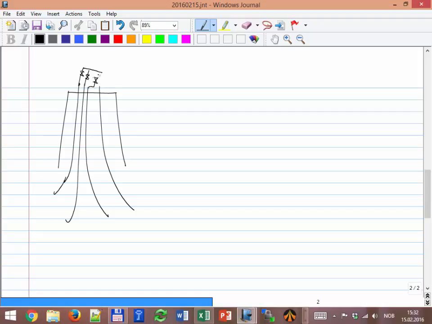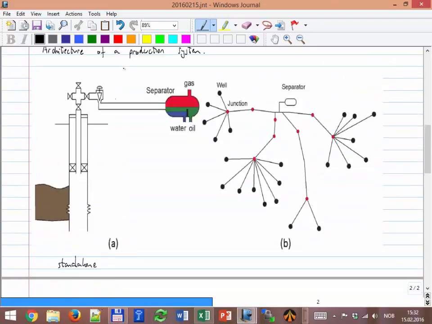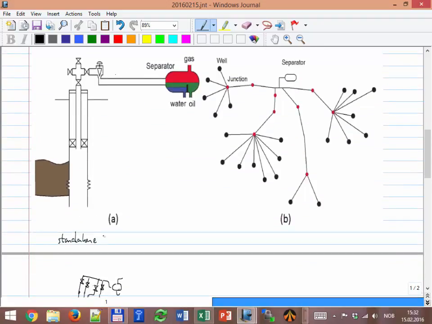That commingle the production of all of these wells and was very close to the separator. So in that case, really, this manifold, I could just neglect the flow in this manifold and assume that all of them are producing straight to the separator. So this configuration is what I call standalone wells. Okay?